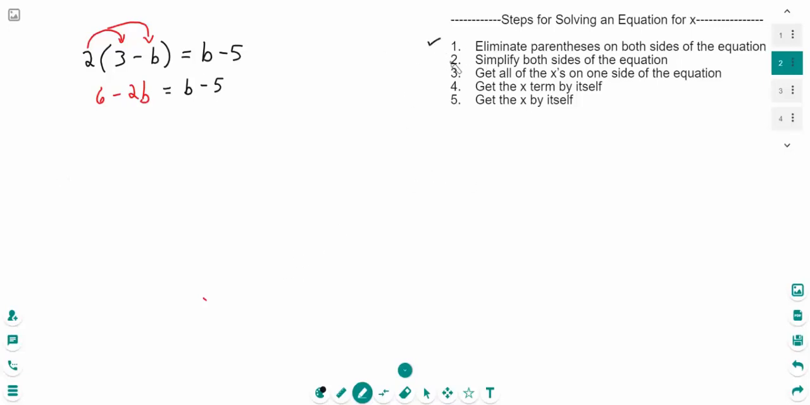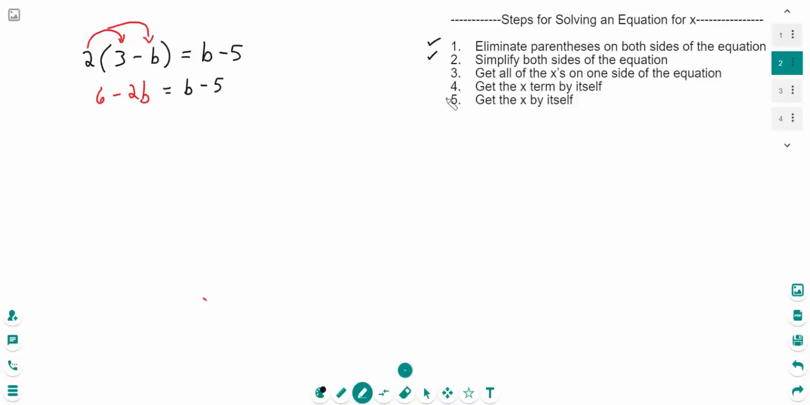Okay, now the second step, simplify both sides of the equation. Well, in this case, we look at the left-hand side, and can we do anything here? Is there anything to simplify? Any like terms that we could combine or that kind of thing? In this case, no, there's nothing on the left, and actually there's nothing on the right either. There's nothing that we can do on that side. So, boom, step 2 is done. We've done what we could.